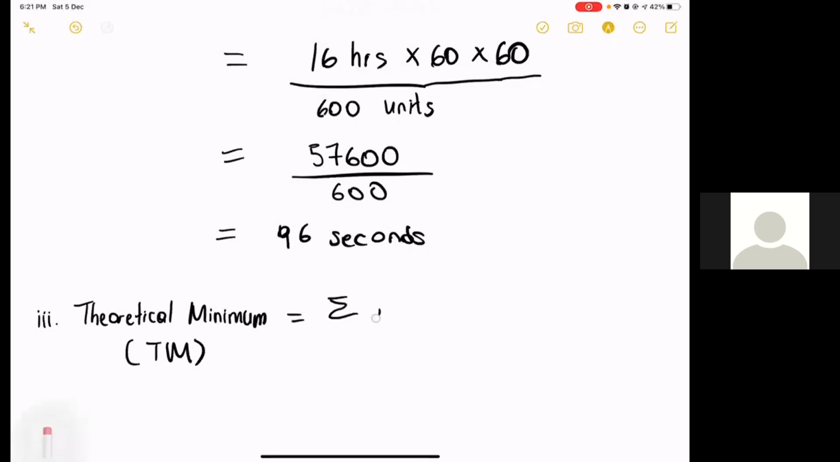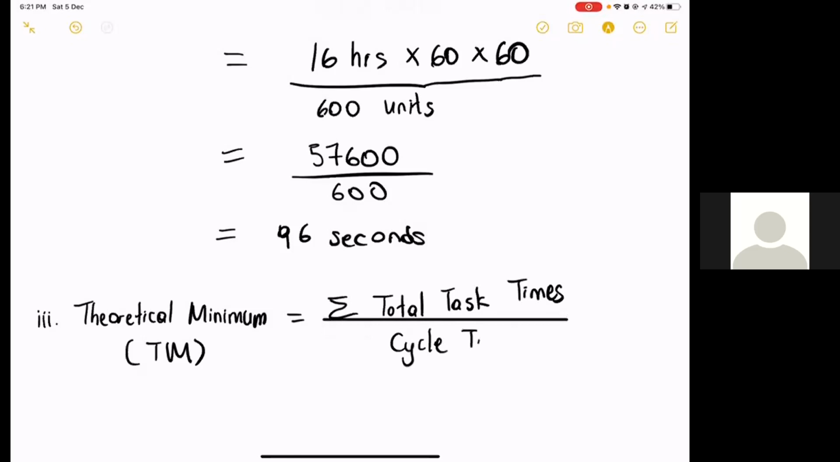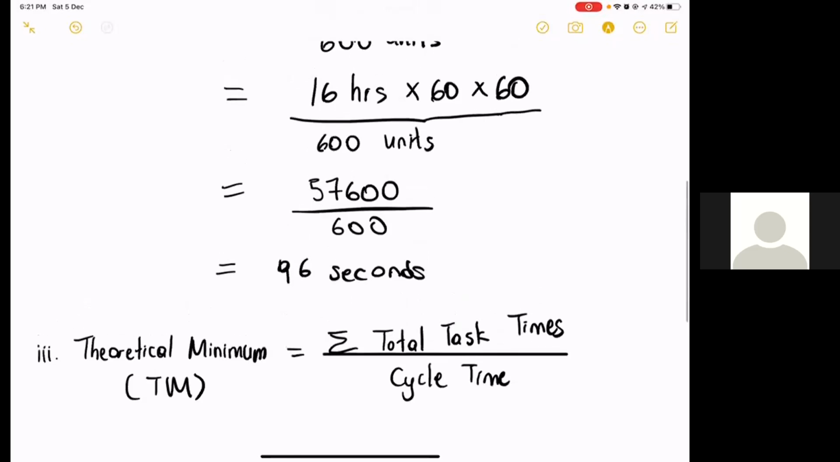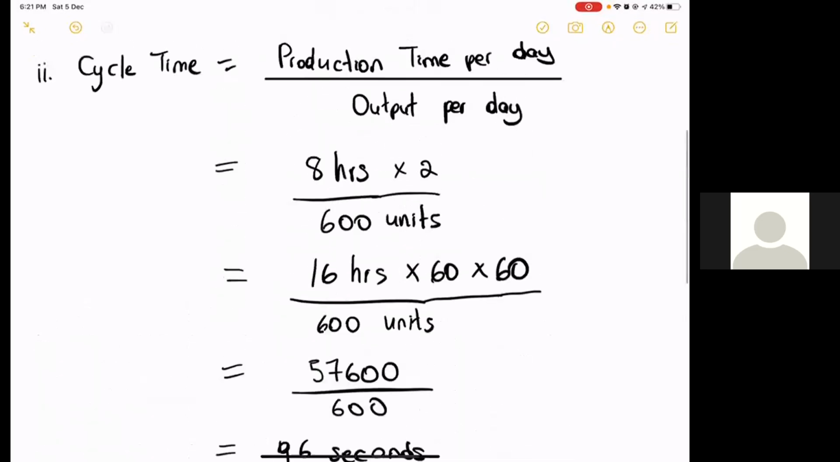Sum of total task times divided by the cycle time. My bad. We could have calculated this from the table. We can use a table, or we can just use the numbers here.